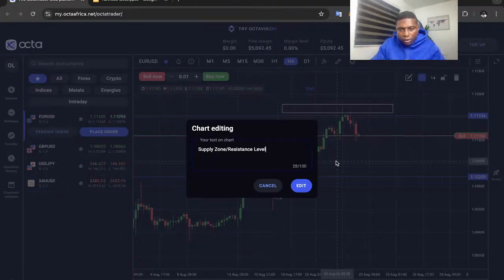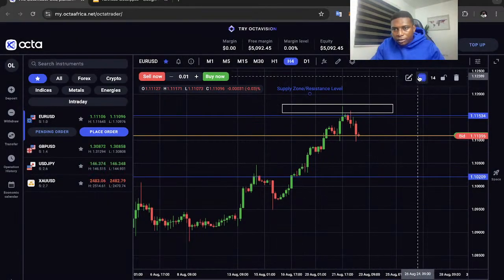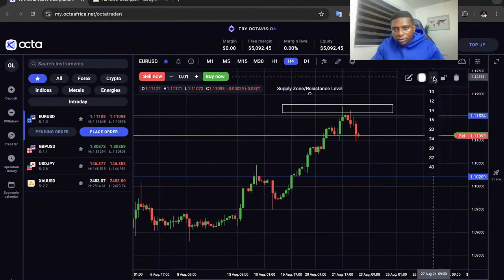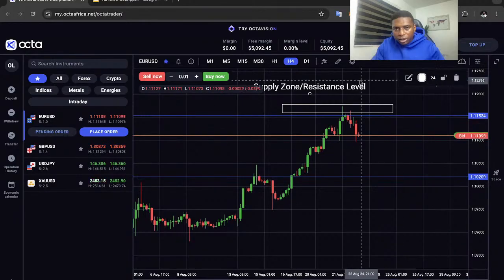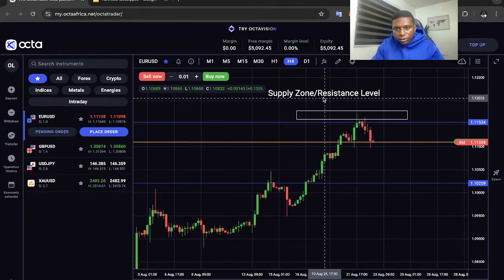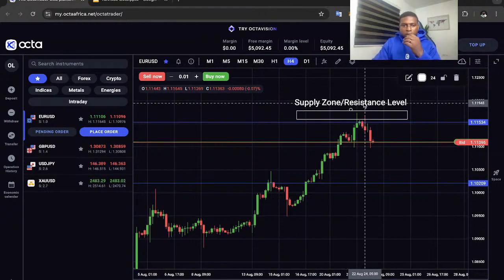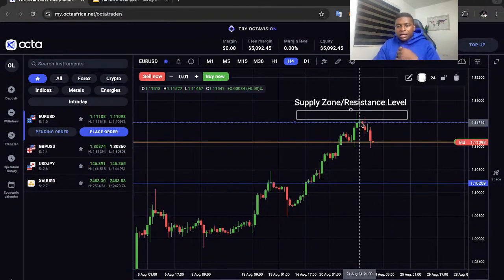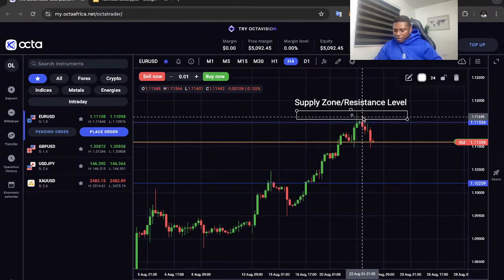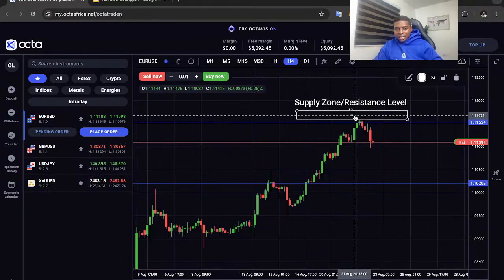Resistance level. All right, let's make this white. Let it be bolder. So good. So here now we can see this level. Good. So now we can see how price has got into this supply zone and reversed.